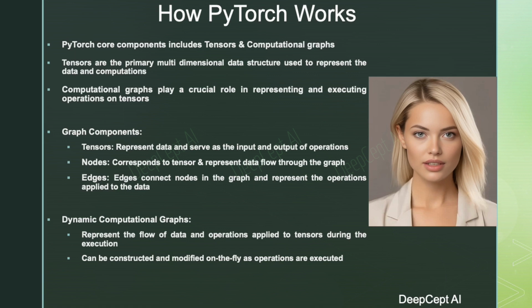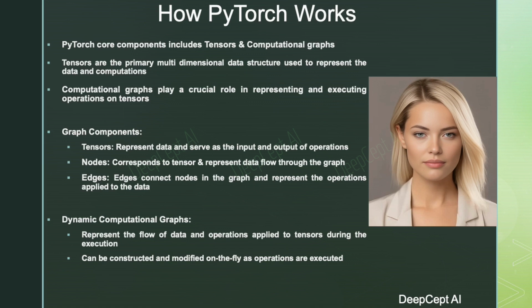PyTorch operates by utilizing tensors, multi-dimensional arrays representing data, and computational graphs to perform operations and manipulate data. The core components of PyTorch include tensors representing data and computational graphs representing the flow of operations applied to these tensors. Unlike static computation graphs used in frameworks like TensorFlow, PyTorch employs dynamic computation graphs, allowing for flexible and adaptable graph structures.